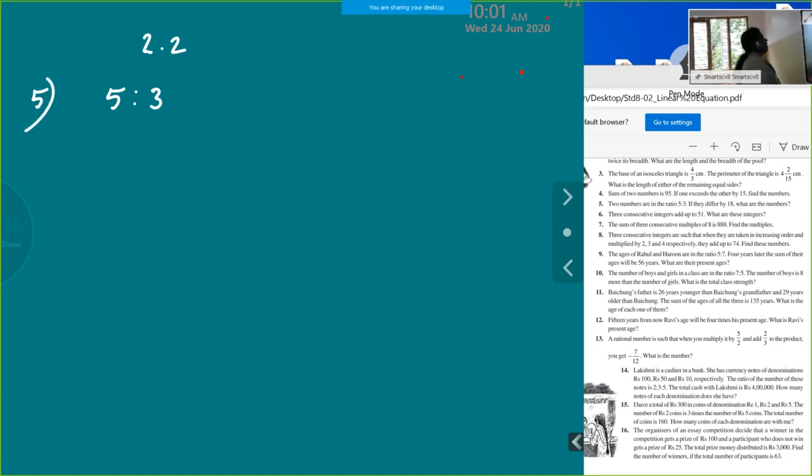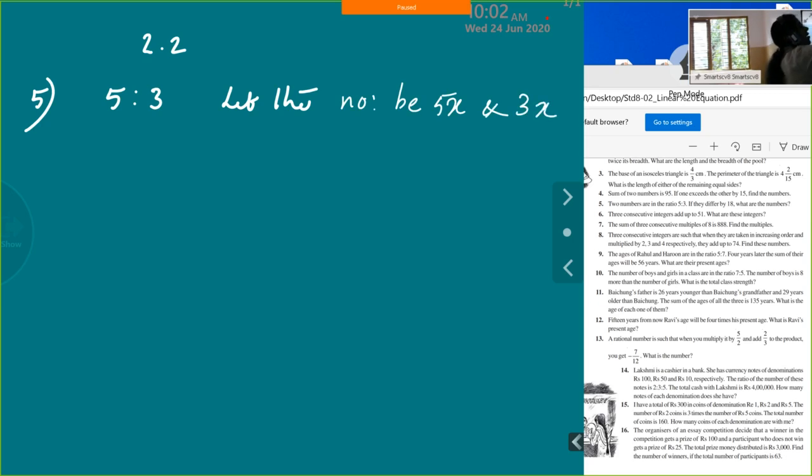So this concept you have already learned: when ratios are given, you can take the two numbers as 5x and 3x. Those who do not know, note down why I took it. It is given as a ratio. Ratio means it is division. We cancel the common factor, and the ratio becomes 5:3.